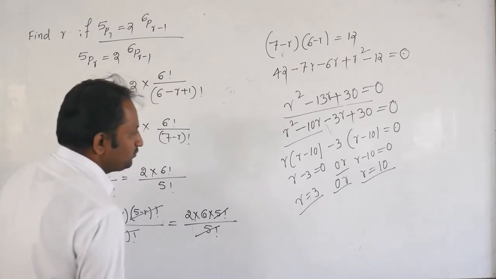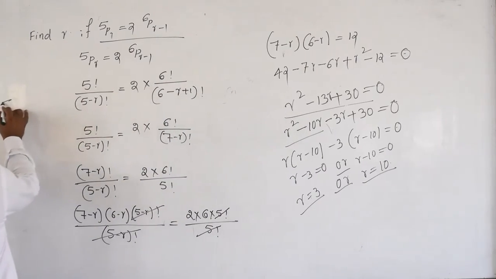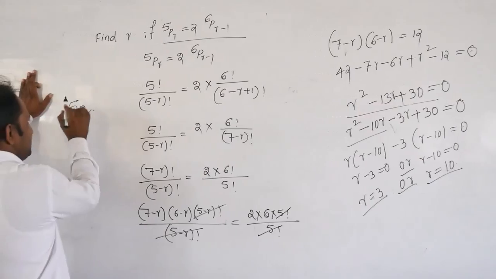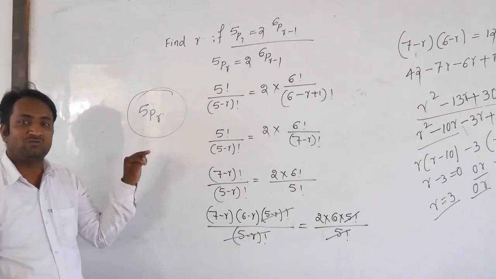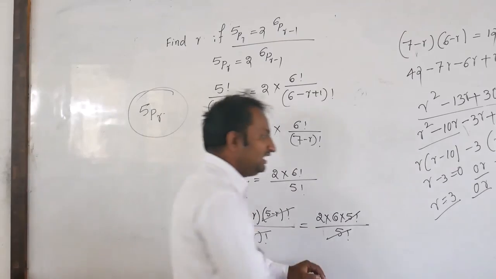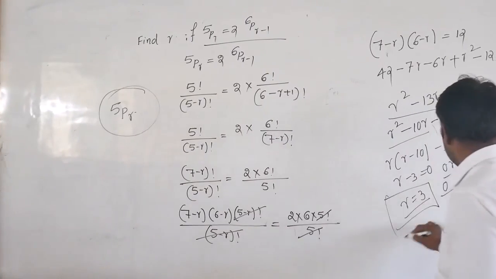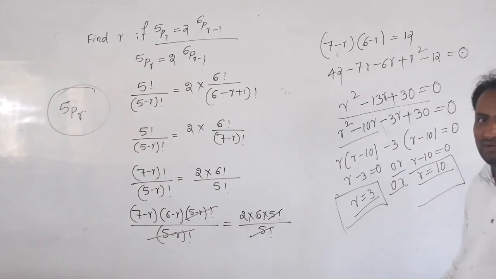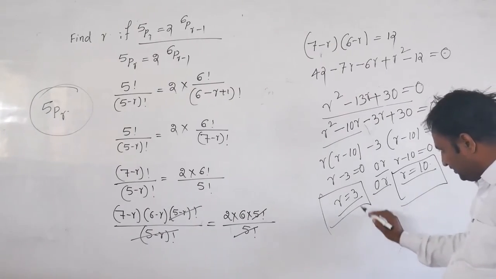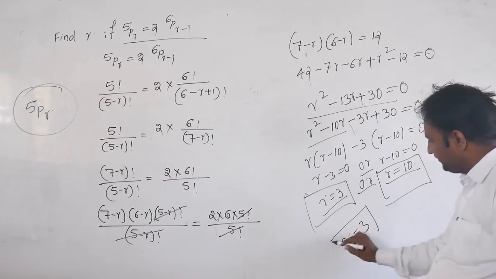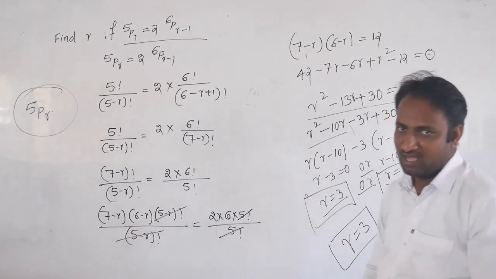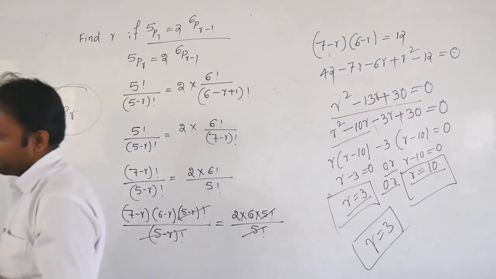Consider these two terms. We know that in 5P6, there are 5 numbers. Out of 5 numbers we can choose 3, that is possible, but not 10. That's why we can take r is equal to 3 as our finalized answer.